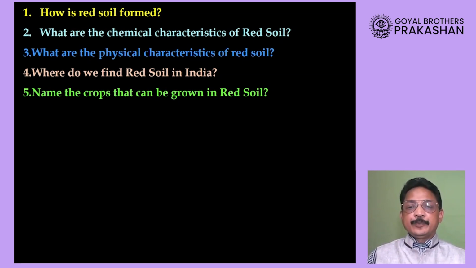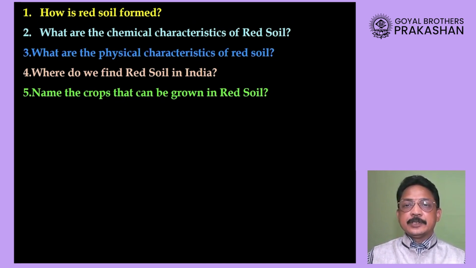Second question, what are the chemical characteristics of red soil? Dear students, here you have to write down that this soil is rich in iron oxide and in potash, but it is deficient in nitrogen, phosphoric acid, calcium, and humus. These are the chemical characteristics of red soil.